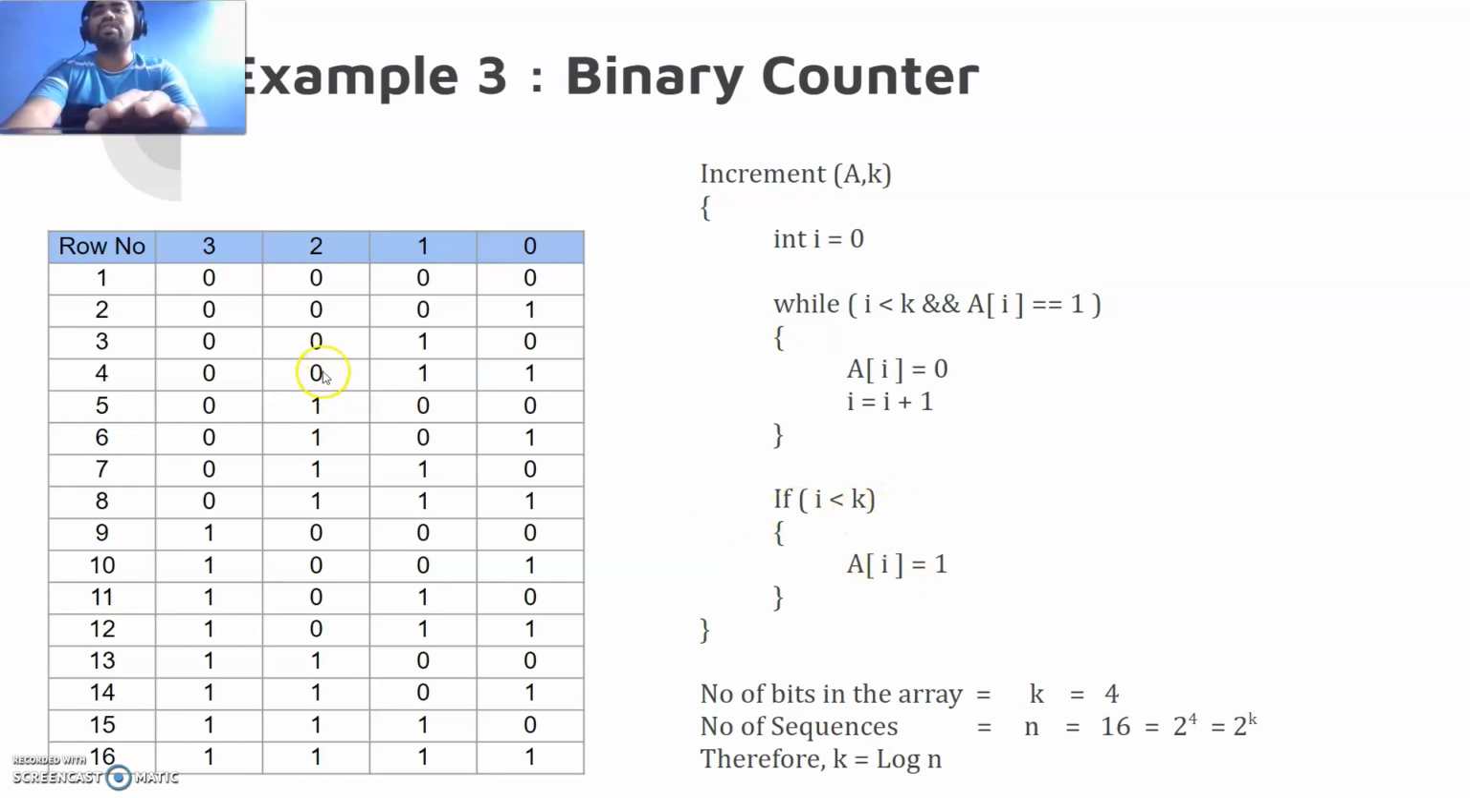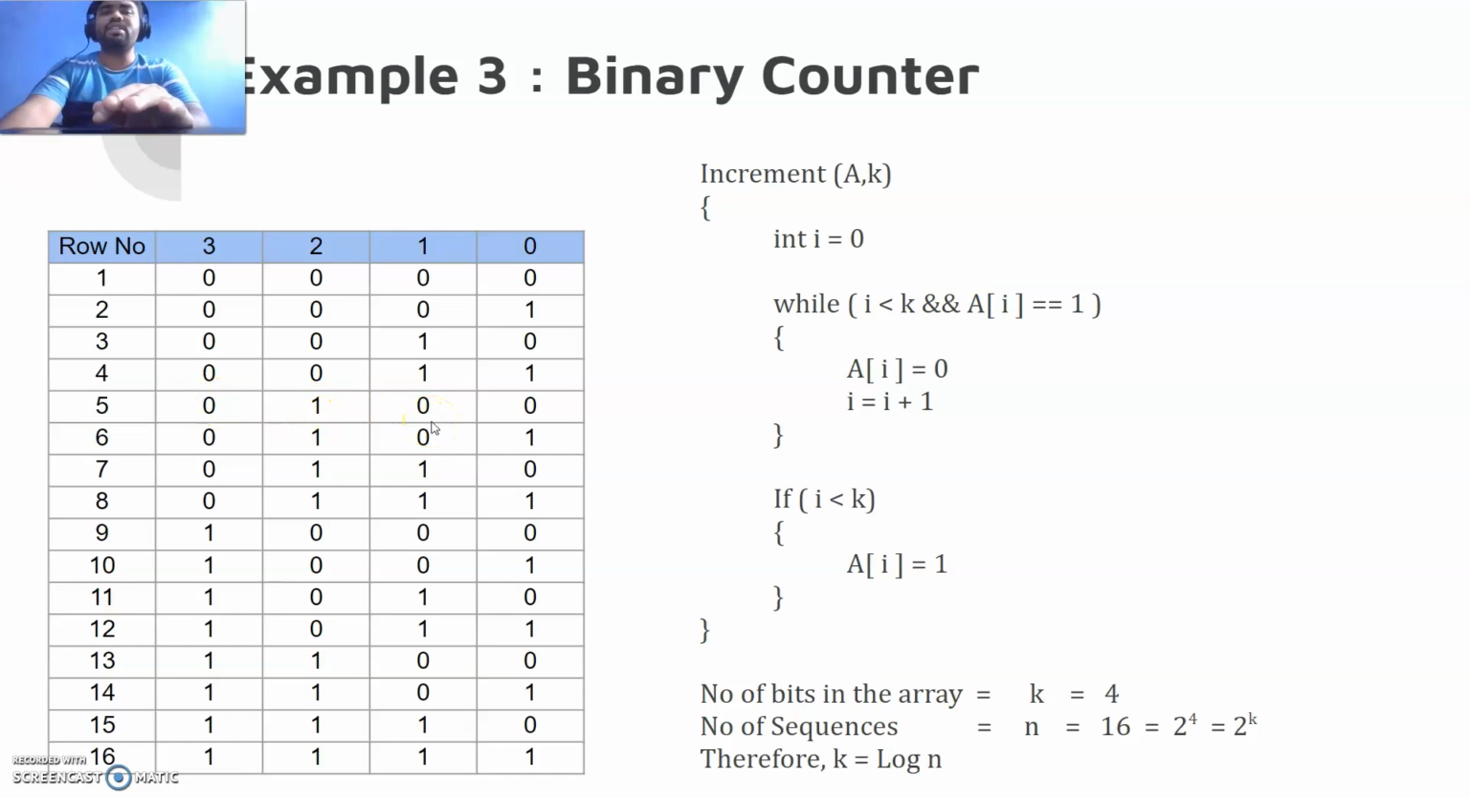So you can see the array which was 0, 0, 1, 1 has been converted into 0, 1, 0, 0. Actually we are moving from right to left, so we should say that the array which was 1, 1, 0, 0 has been converted to 0, 0, 1, 0. This is how the binary counter works.